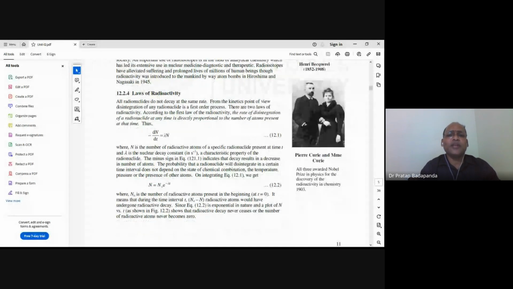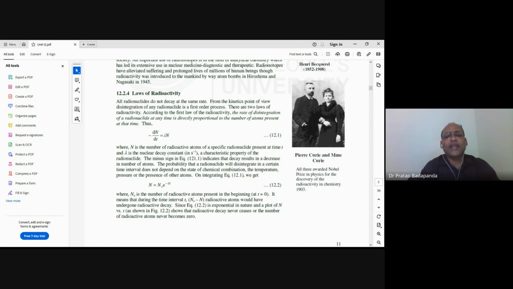Laws of radioactivity. The rate of disintegration of a radionuclide at any time is directly proportional to the number of atoms present at that time. The minus is a sign symbol, not a negative value. So, dN by dt is equal to minus lambda N.